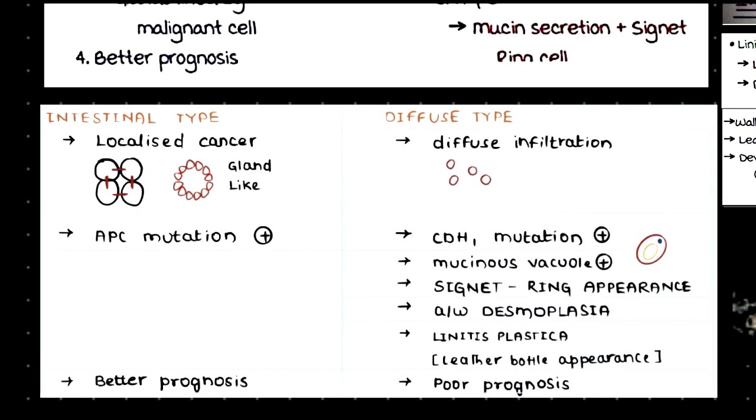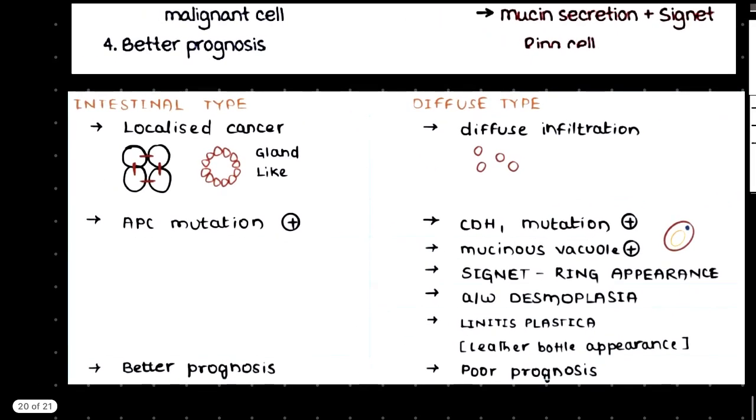Now moving further, let us move toward the diffuse type. Before getting into the diffuse type, I would like to mention that the cancer can be in the form of an ulcerative lesion or exophytic lesion, right? It can be in any of the forms, and it mainly occurs in elderly patients, especially in males, right?